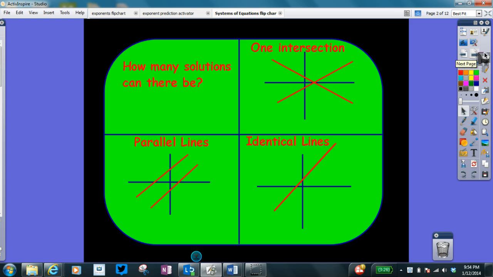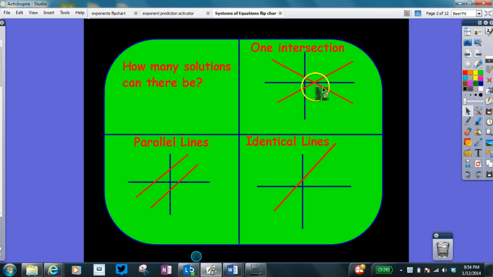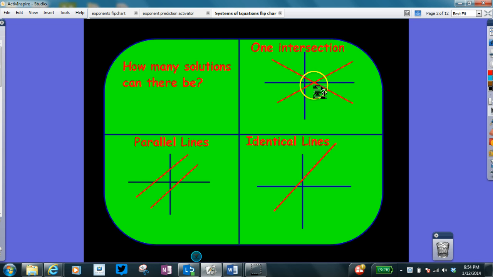First question I want to ask is how many solutions can there be when I'm talking about system of equations? Well, if I look at this one, there's one intersection. So in this case, there's going to be one solution. There's one coordinate pair where the two lines meet and intersect, so it's going to be one solution.